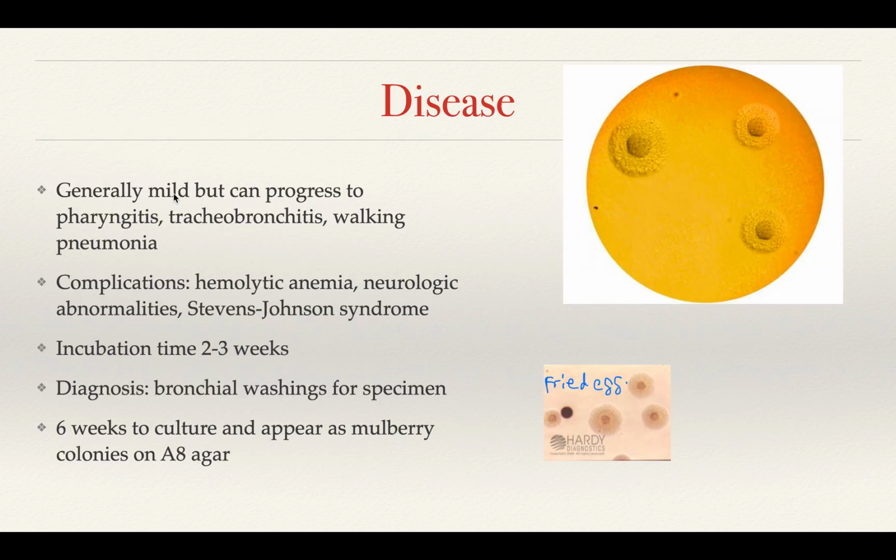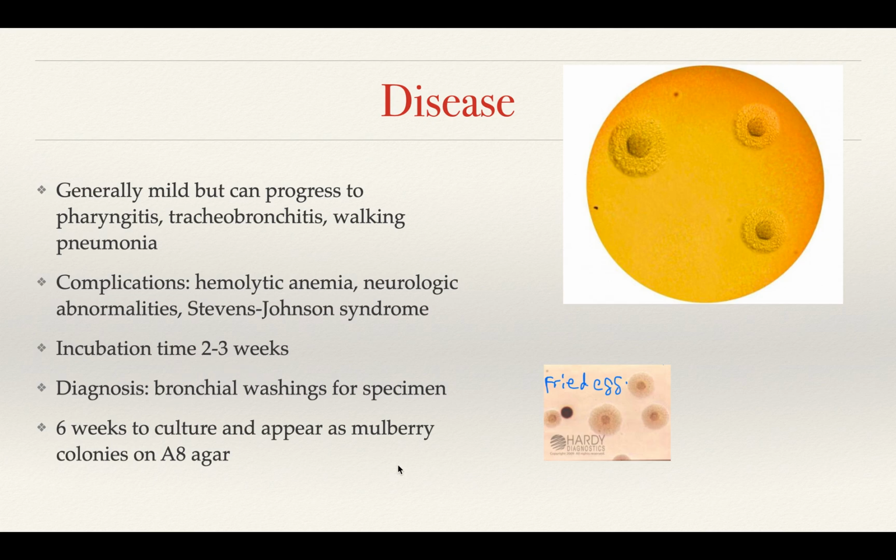First, it's generally mild, but if your immune system is down, it can progress to pharyngitis, tracheobronchitis, or walking pneumonia. The complications would be hemolytic anemia, neurologic abnormalities, and Stevens-Johnson syndrome. Stevens-Johnson syndrome is a hypersensitivity reaction, and that affects the skin. The skin's going to ulcerate. Incubation time is pretty long, about 2 to 3 weeks.